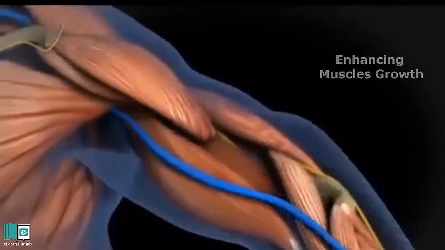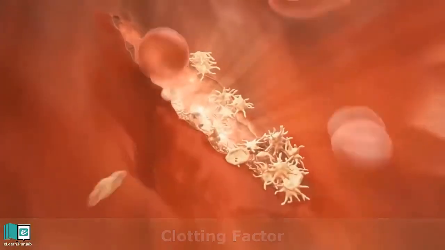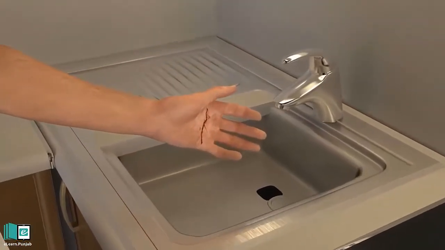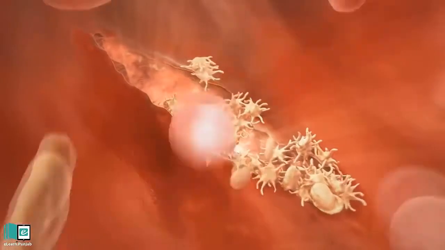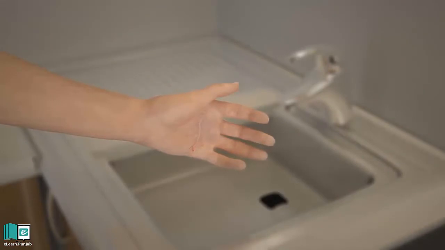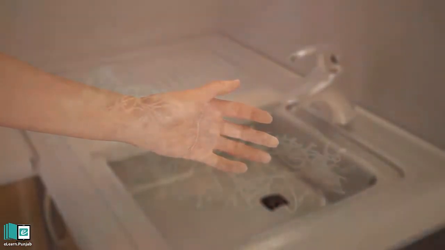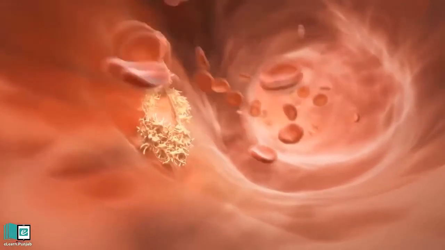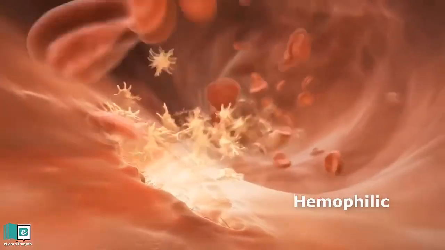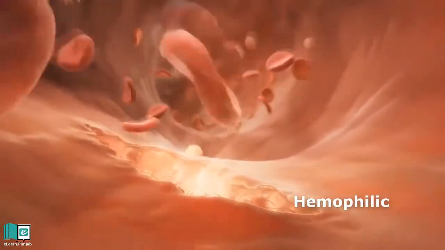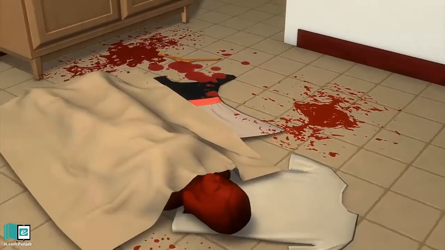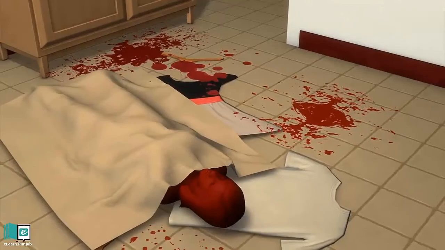Now here's another example: clotting factor. What are these clotting factors? When someone gets a cut on his body or his hand, a clot forms in the damaged area that stops the bleeding. It's a specific reaction which our body produces. And there are some people in whom this clotting factor is not made, and they are called hemophilia patients. If such a person gets hurt or an injury, they bleed heavily, which can also be the cause of their death.